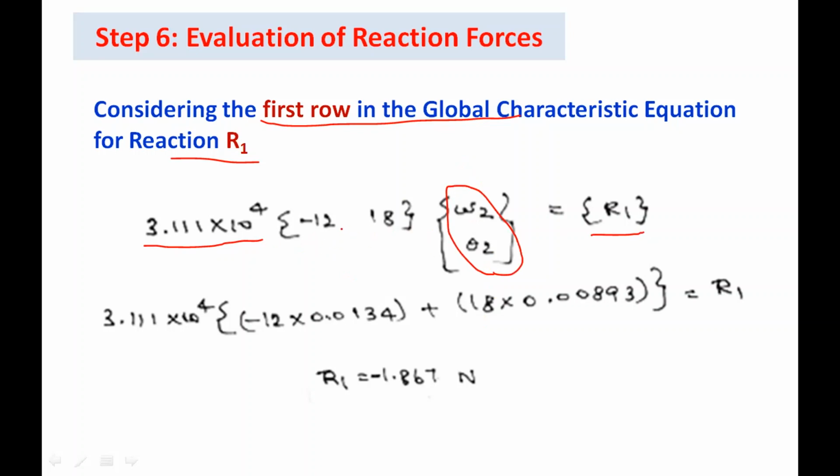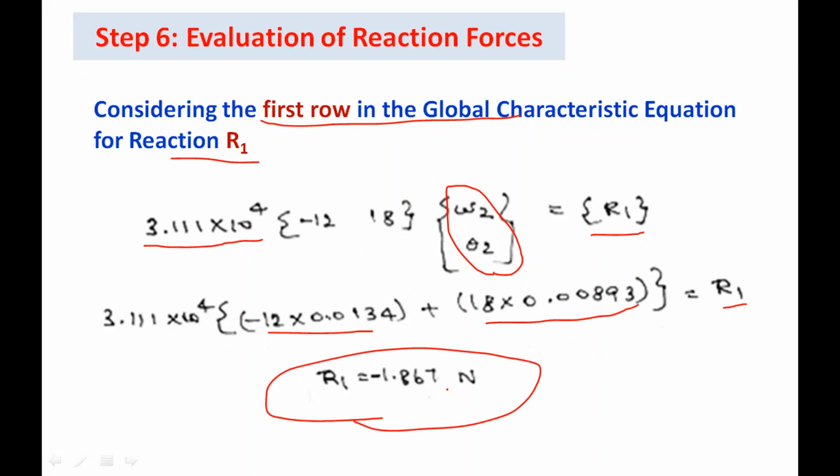So multiply this: minus 12 W2 plus 18 theta 2, which is equal to R1. After simplifying this, we are getting the R1 value as minus 1.867 Newton. Very small value. So the negative sign indicates that the assumed direction is wrong. It is acting opposite to the assumed direction.